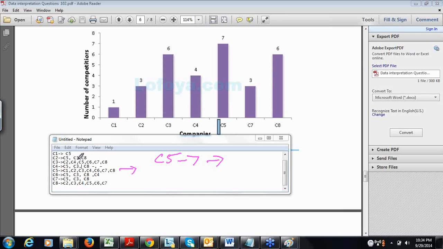Similarly, you can see C3. C3 has 6 competitors, and it is not a competitor of C1, so it has to be a competitor of C2. Now similarly you can write for others as well. For C3 also you can write what all are the competitors. For C4 you can write C5, C3 and C8 as the competitors, and there are 2 more competitors you don't know, which you can write.